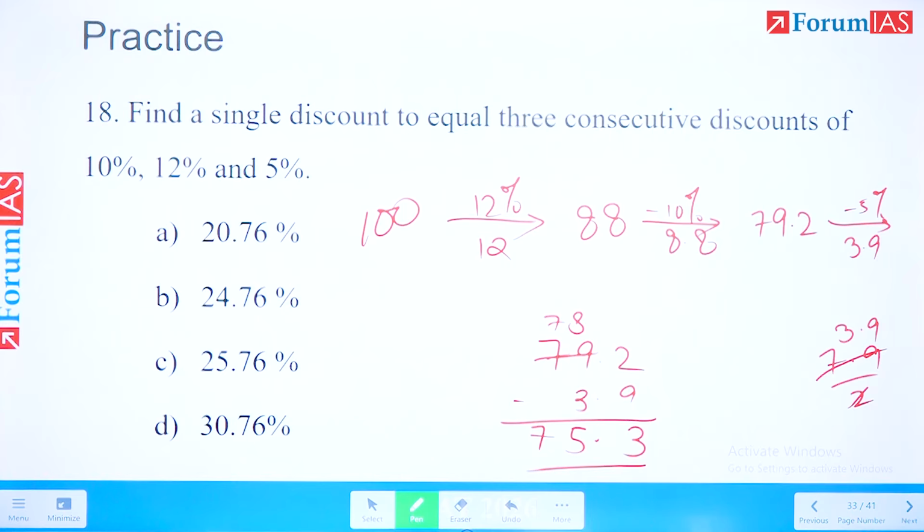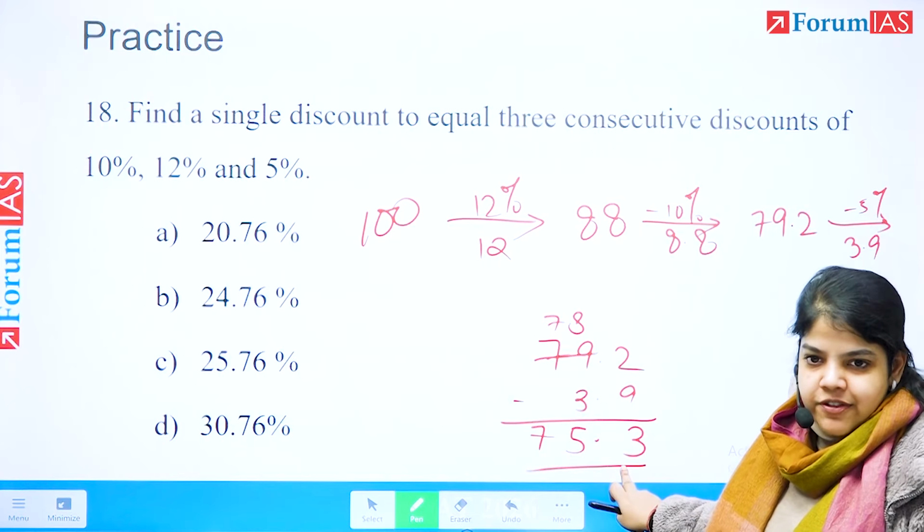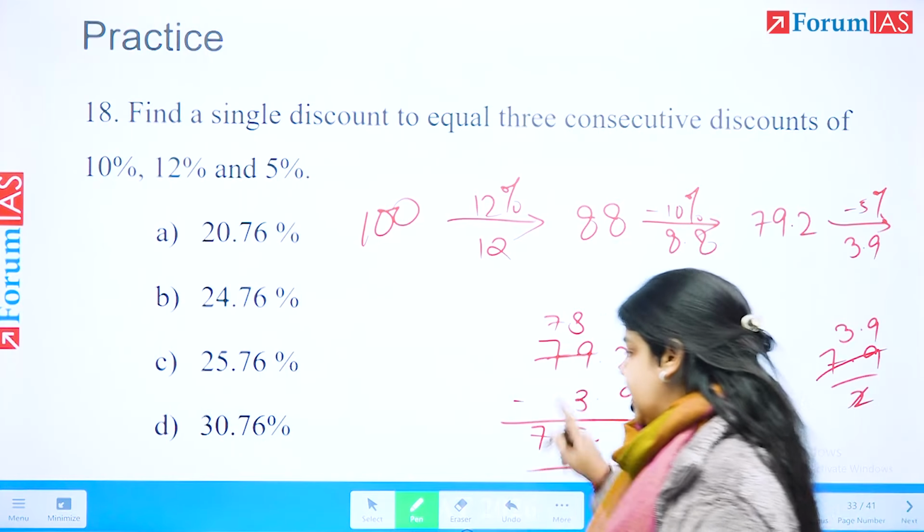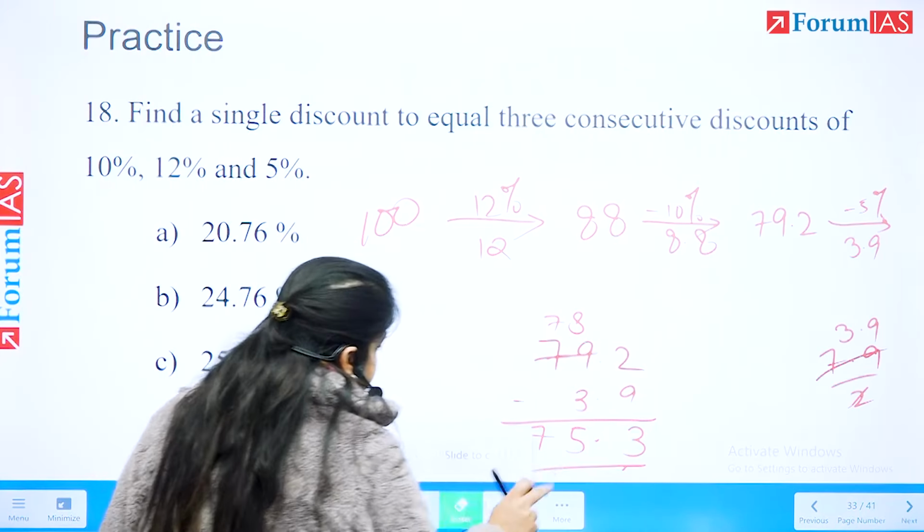Because we did yesterday also, in case of successive discount, the order is not important. कल हमने derive भी किया था. चलो 10% से कर लेते. I just did it for the, okay, anyways. Right now we know that 75.3 आया. ठीक है? Let's solve this again taking 10%.